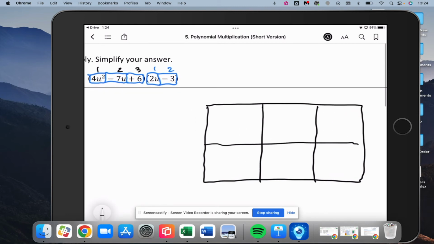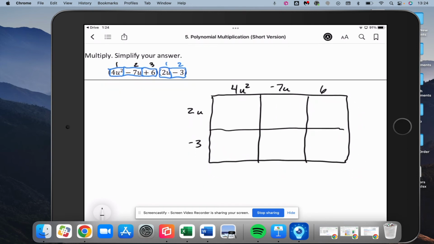across the top 4u to the power of 2, a negative 7u, and a 6. I'll have 2u down the side and a negative 3. So again, as we've done in the past, all I need to do is fill in the boxes. So let's get to it. 2 times 4 makes 8. U times u to the power of 2 makes u to the power of 3. Negative 14, u times u makes u to the power of 2. 2 times 6 makes 12. We retain our u.